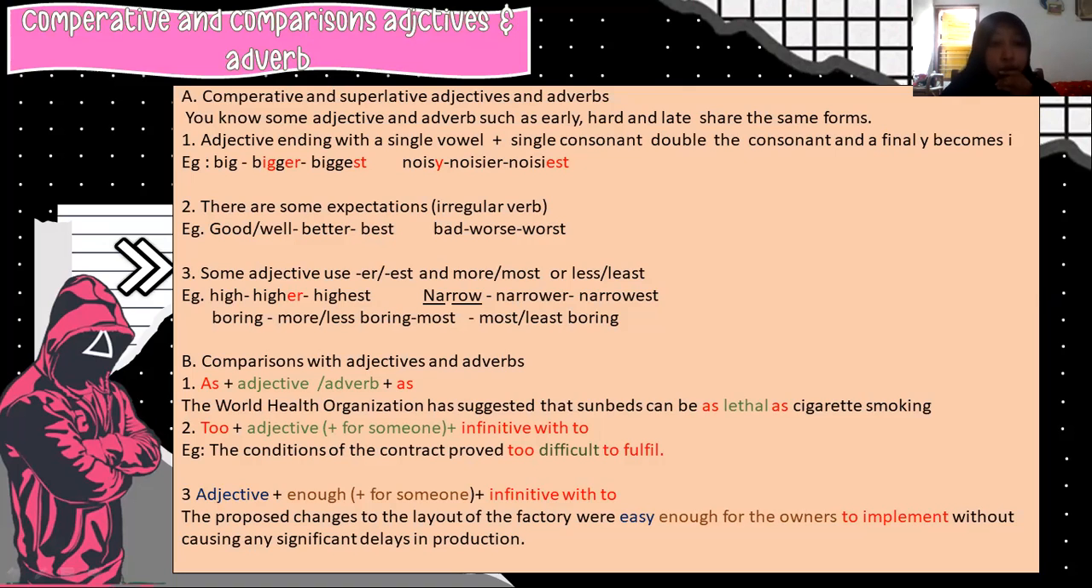Second, too, adjective, for someone, add infinitive with to. Too difficult is the adjective, then to fulfill is the infinitive with to. Third, adjective, enough, for someone, infinitive with to. For example, the proposed changes to the layout of the factory were easy enough for the owners to implement without causing any significant delays in the production. Easy is the adjective, then enough, for someone, and then to implement, infinitive with to.